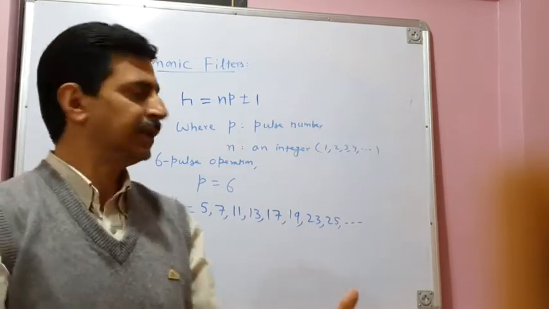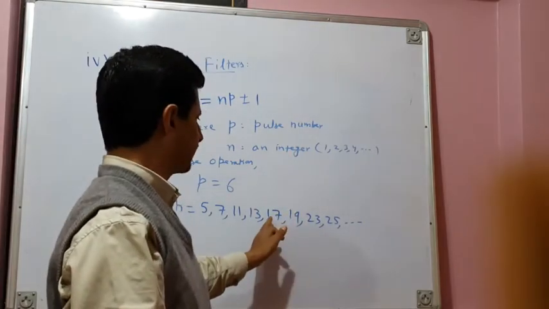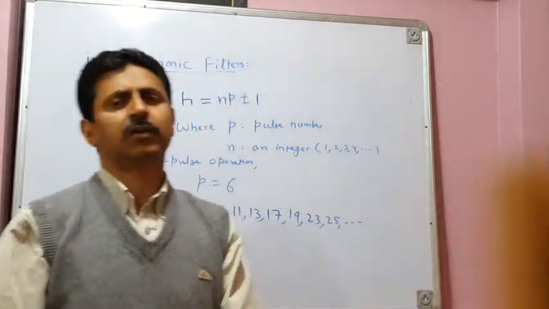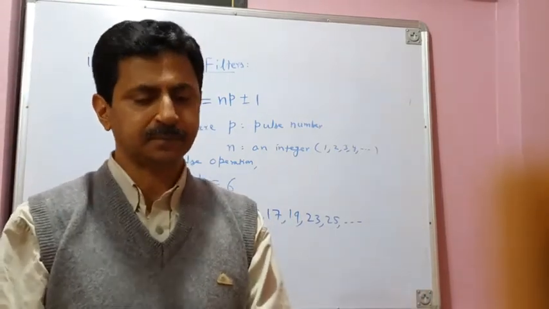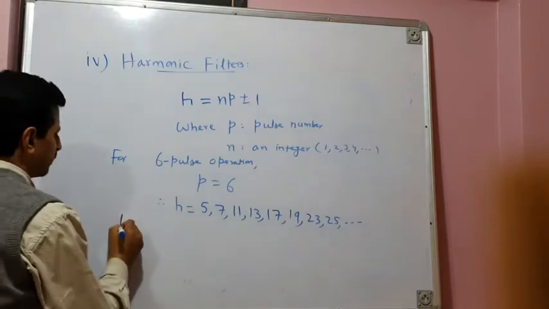We suppress them. 17th, 19th, and so on are higher order harmonics. They are otherwise also negligibly small. We don't bother about them. This is for 6-pulse operation.